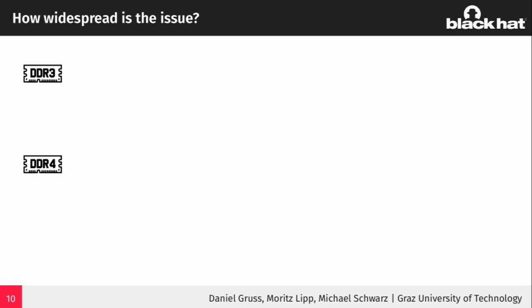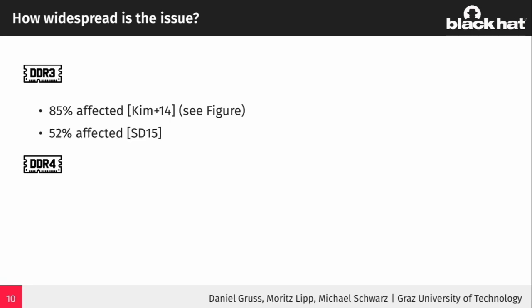Let's talk about DDR3 and DDR4 here. Of course, it also affects DDR2. We also saw bit flips on LPDDR2 modules. No one uses that anymore. Yes, that's too old. But for DDR3, there's a study from 2014, Kim et al., that showed that 85% of the modules they had were affected. And later on, in 2015, Seaborn and Dullien showed that 52% of the modules they had were affected by their specific hammering method that they used in software.